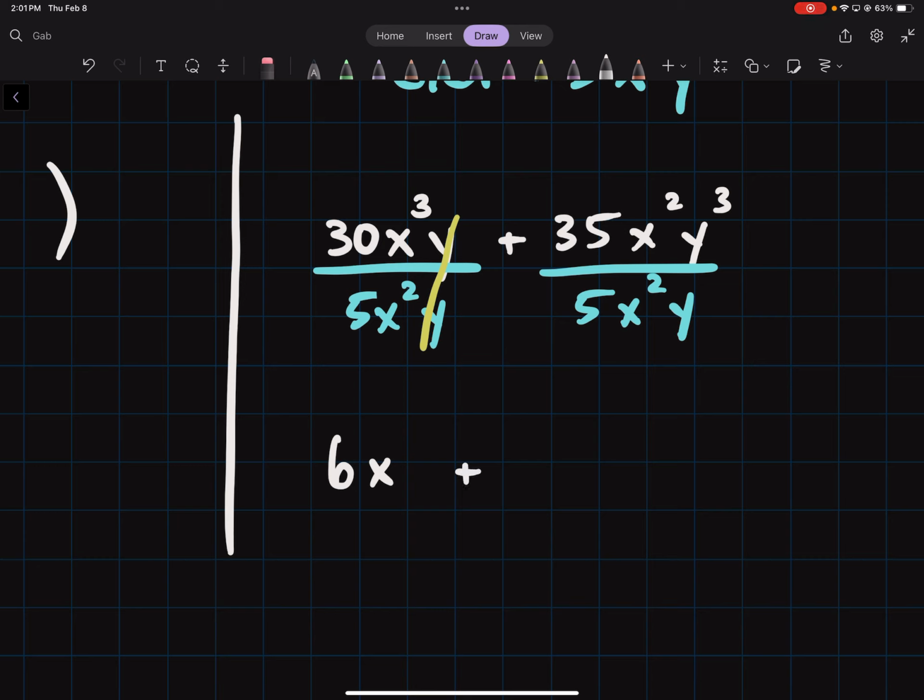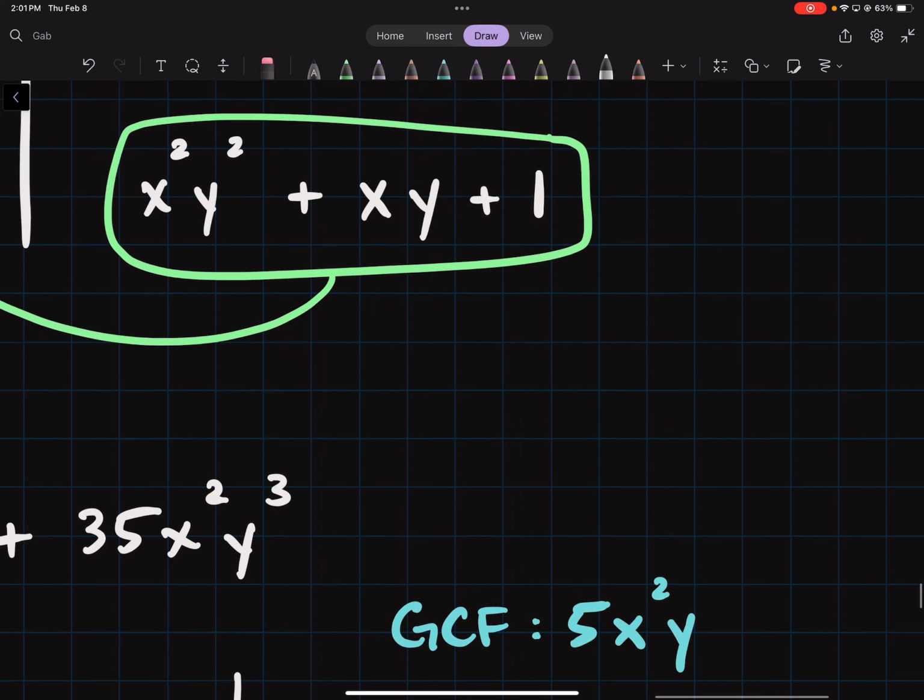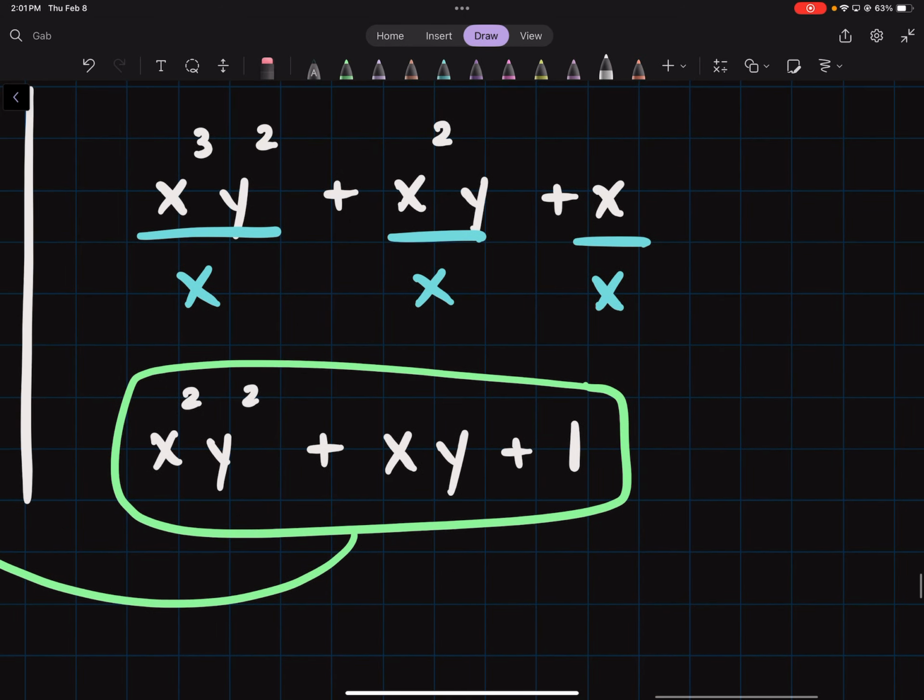35 divided by 5. Why did I have to write 1 for 7? Because there was nothing else. Like if I didn't have x or anything, I would write 1. You see over here, it's separated. No numbers are left over, right? So I will write 1.